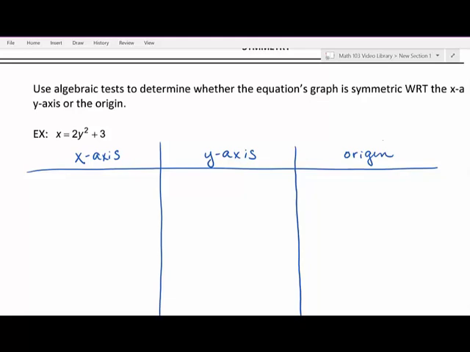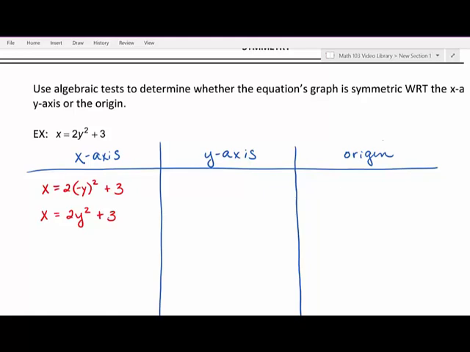And we're always replacing the opposite variable with the negative. So for x-axis symmetry, we're going to replace y with negative y. Doing so, we get x equals 2 times negative y squared plus 3. Now we want to clean it up. I have negative y in parentheses squared. So what's negative y times negative y? Positive y squared. This cleans up to be x equals 2y squared plus 3. There's no other simplifying that we can do, so now it's time to compare it with the original.